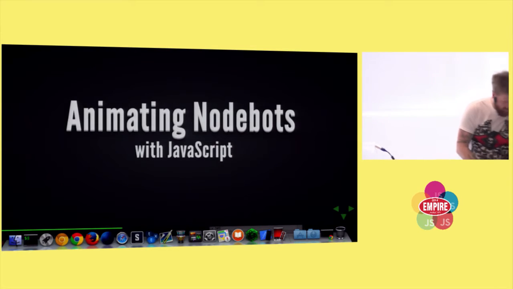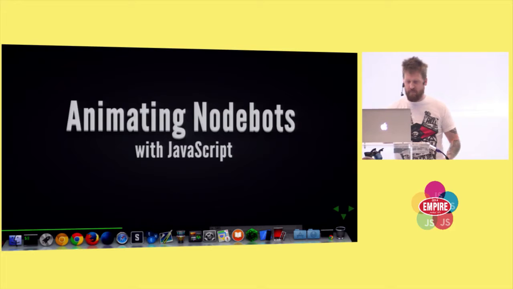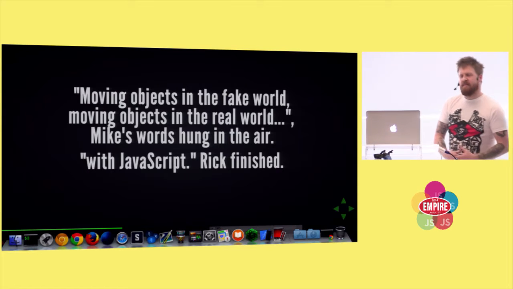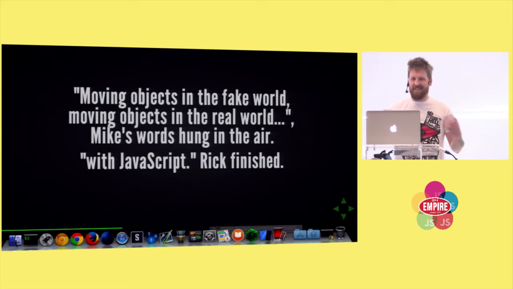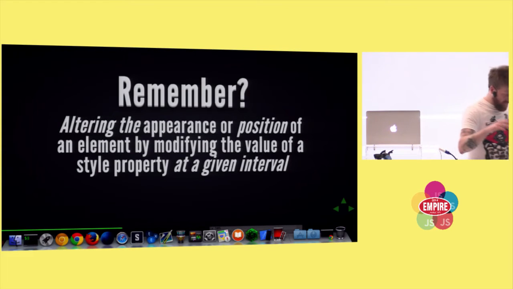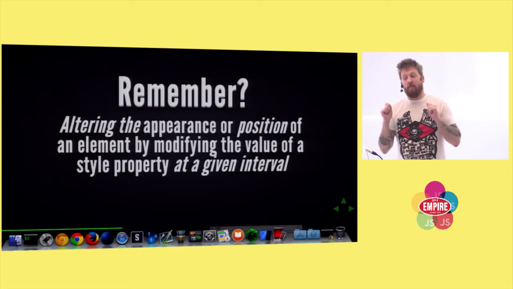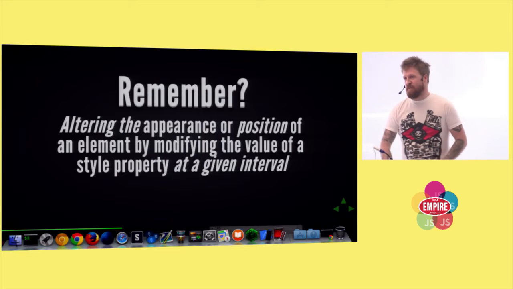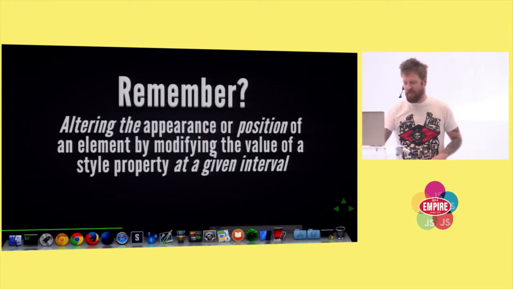That's okay, because we're now going to apply all of this to animating Nodebots with JavaScript. Yes, the exciting part begins now. We have to go over a few things. Yesterday, while I was explaining this to Mike Shirov, he said, moving objects in the fake world, moving objects in the real world. His words hung in the air. And I said, with JavaScript. And so it was. Remember, I repeatedly said, in at least three different slides, that the principle here is that we are altering the appearance or position of an element by modifying the value of a style property at a given interval. So let's read the emphasis parts alone: altering the position at a given interval. Same principle, right? Exactly the same principle.